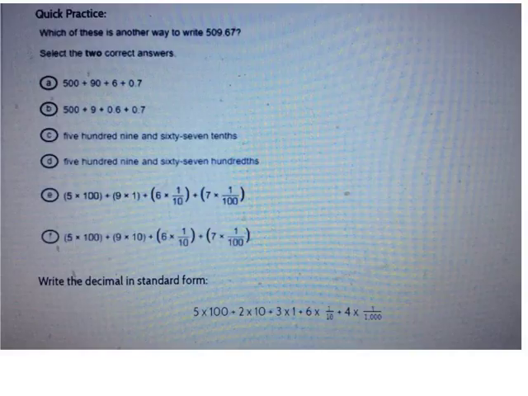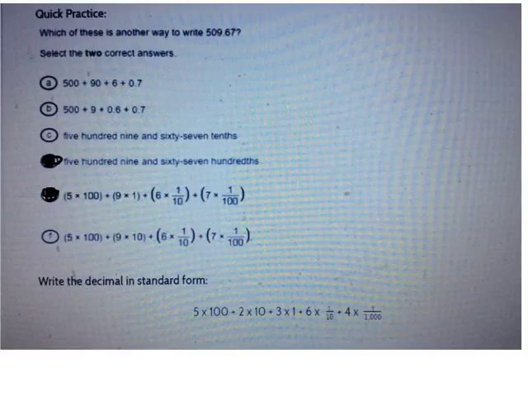Now try a couple problems on your own. Which of these is another way to write 509 and 67 hundredths? Select 2 correct answers. Go ahead and find the 2 correct answers now. The correct answers are D and E. Both are equal to 509 and 67 hundredths.